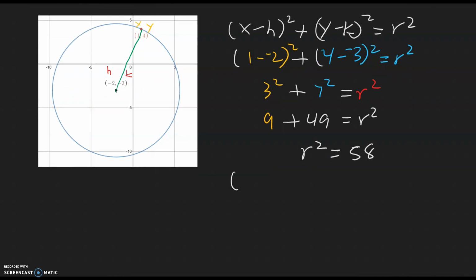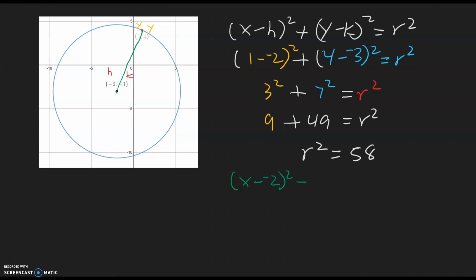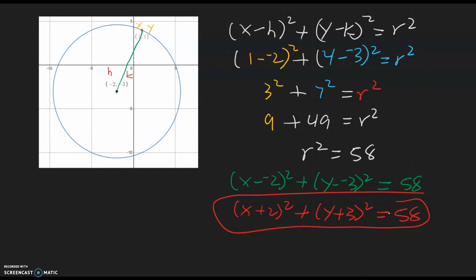So the equation of my circle is going to be x minus -2 squared plus y minus -3 squared equals 58. However, I can clean that up a little bit, because a negative negative equals a positive, negative negative equals a positive. So one last step, that would give me x plus 2 squared plus y plus 3 squared is equal to 58. So that would be the best version of that. And that concludes our lesson on circles.